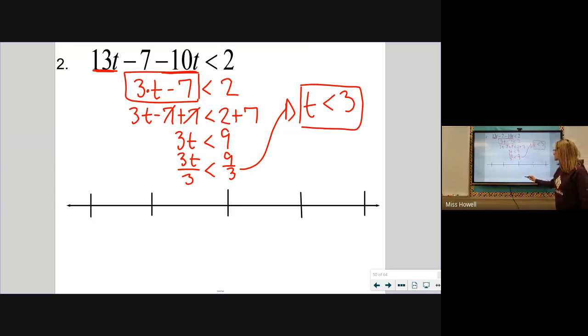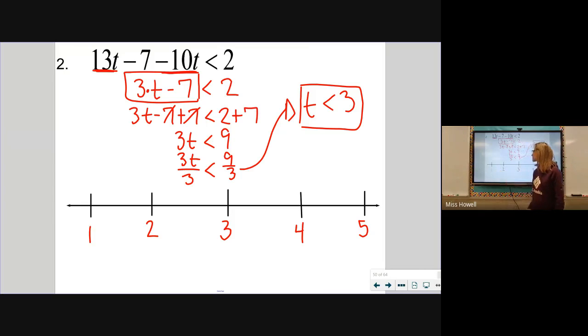Let's graph our solutions. 3 in the middle, 4 and 5 would be our numbers getting bigger. 2 and 1 would be our numbers getting smaller. Open circle at 3, and since we want things that are less than, we should be shading everything to the left, right? 2, 1, 0, negative 1, negative 2, all the way until we get to negative infinity.